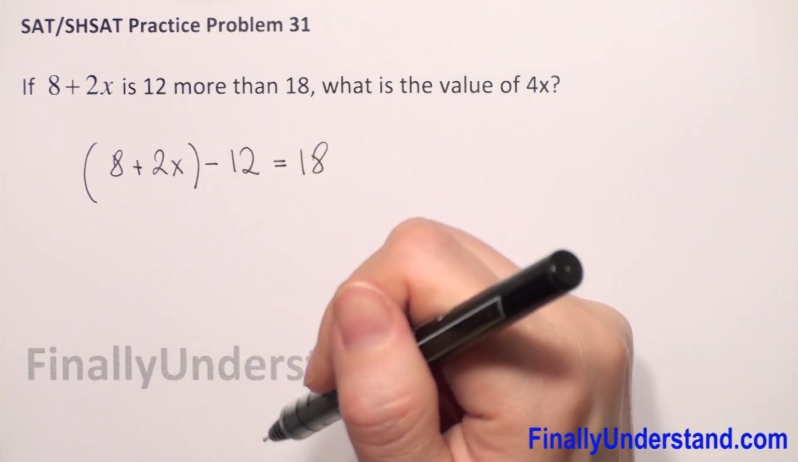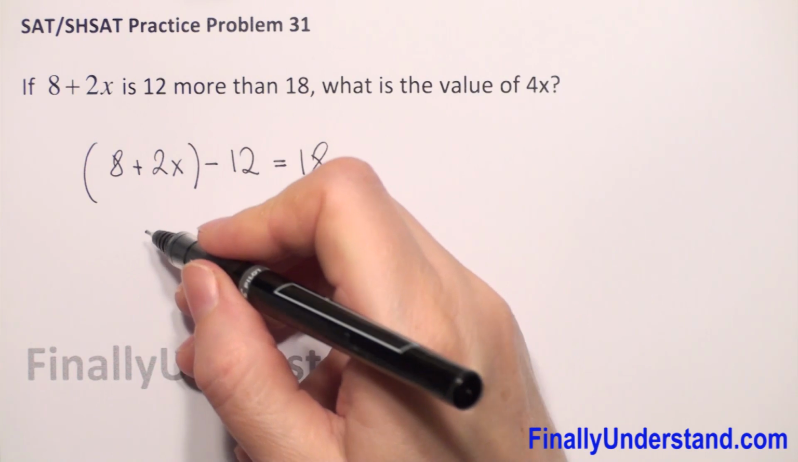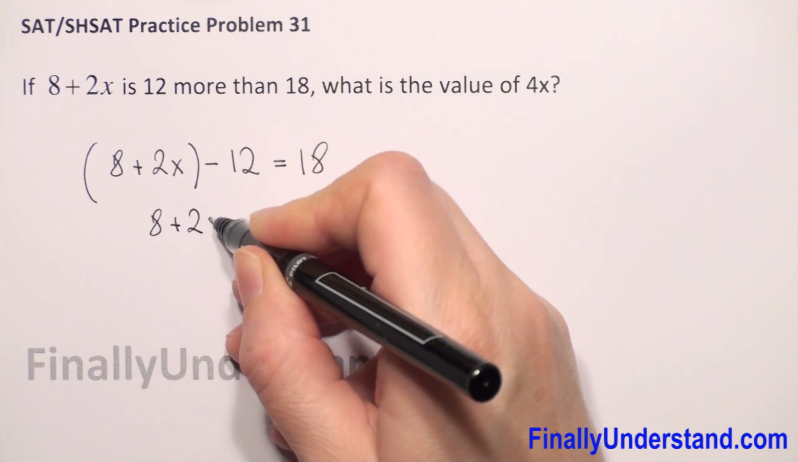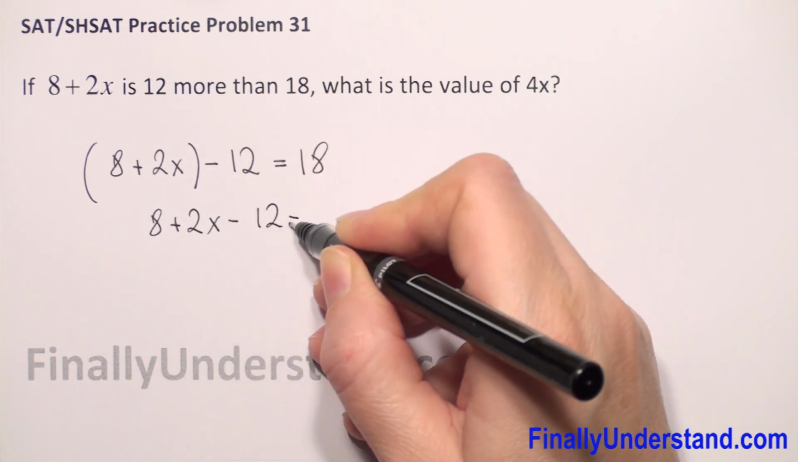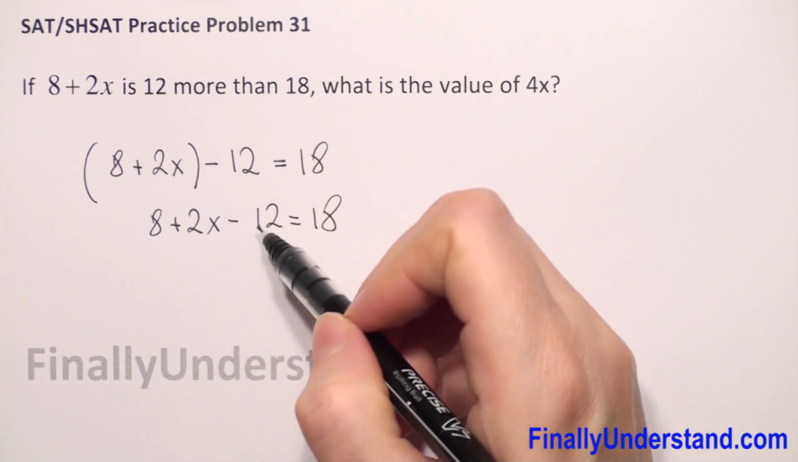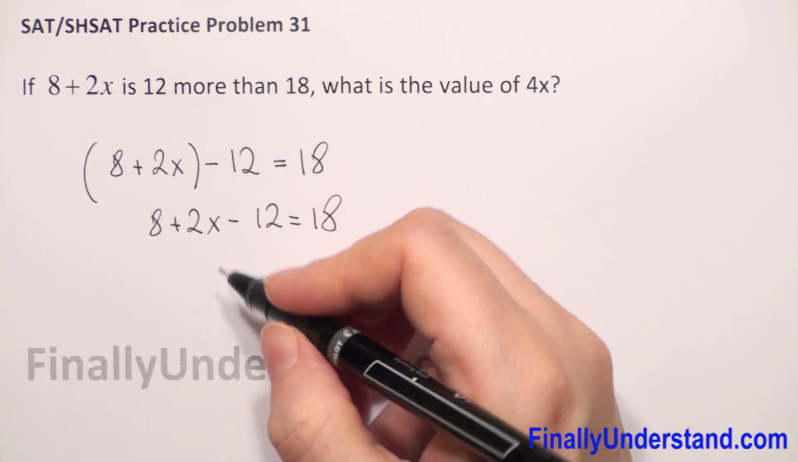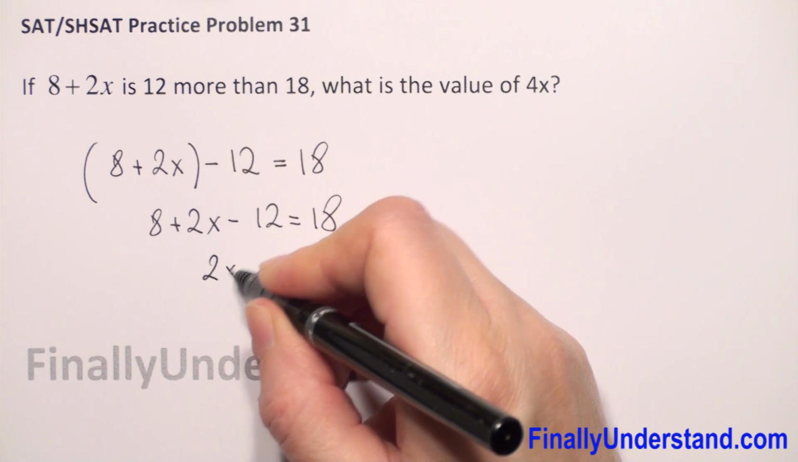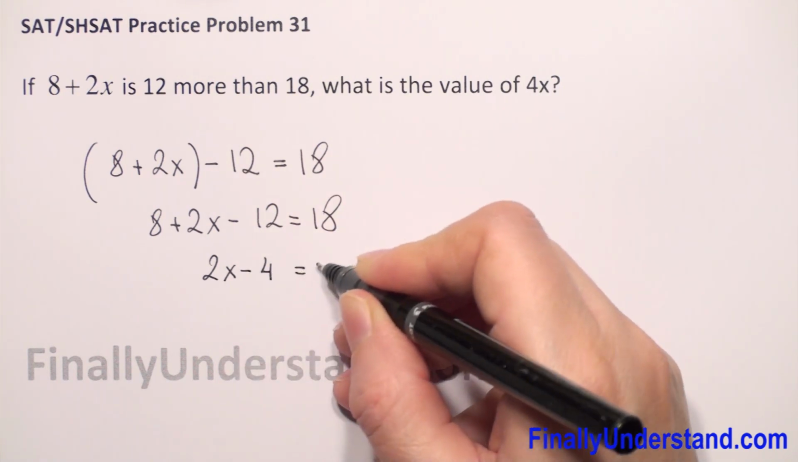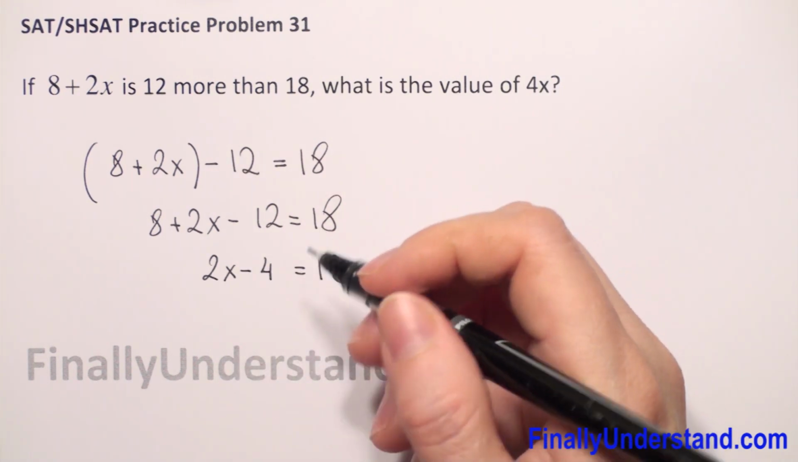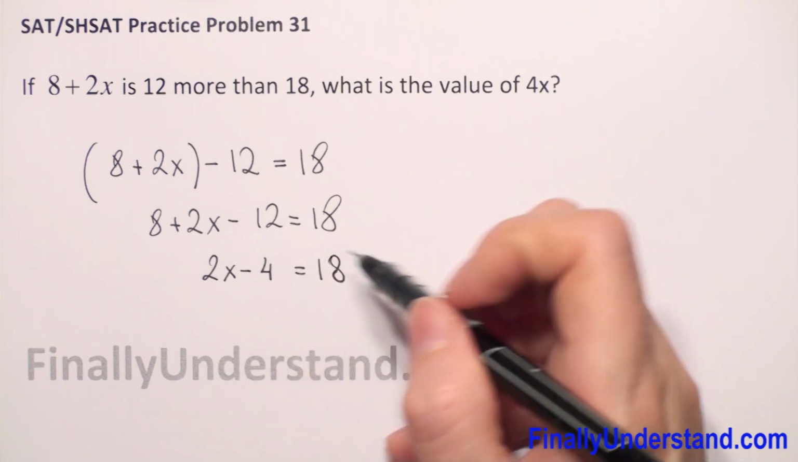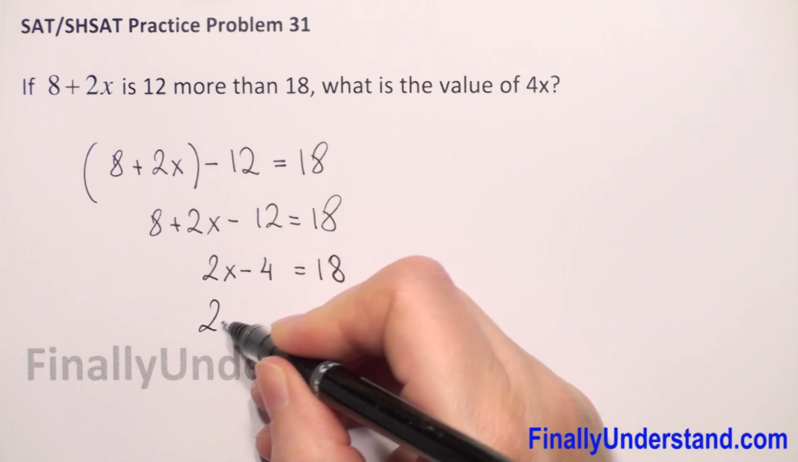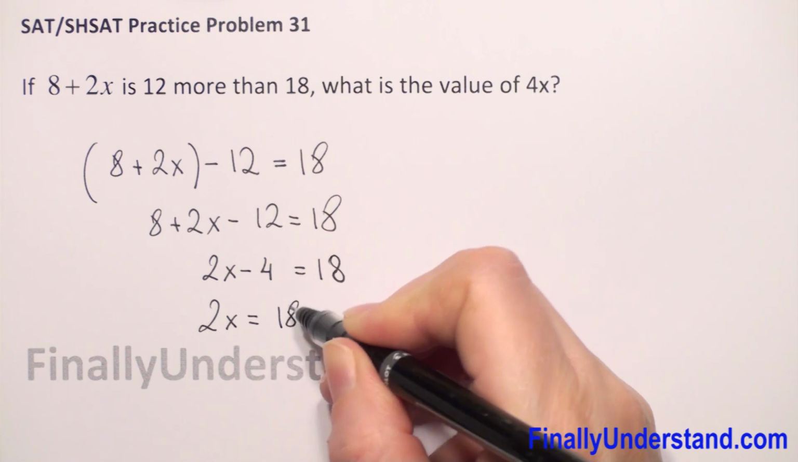We can take down the parentheses. So we have 8 plus 2x minus 12 is equal to 18. 8 minus 12 is negative 4. So we have 2x minus 4 is equal to 18. So now we can move negative 4 to the other side. So we have 2x is equal to 18.